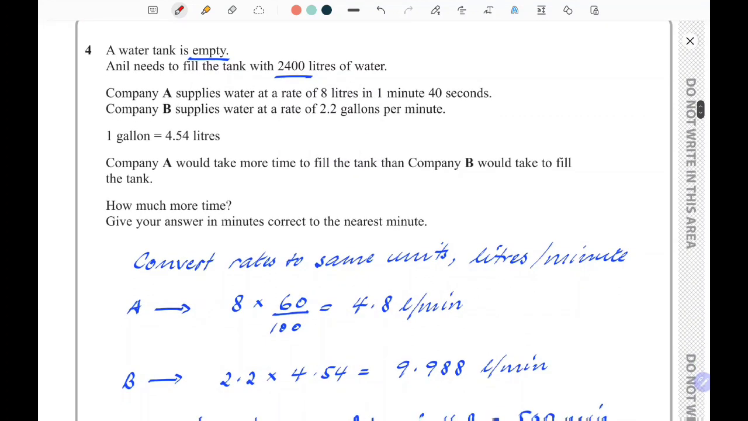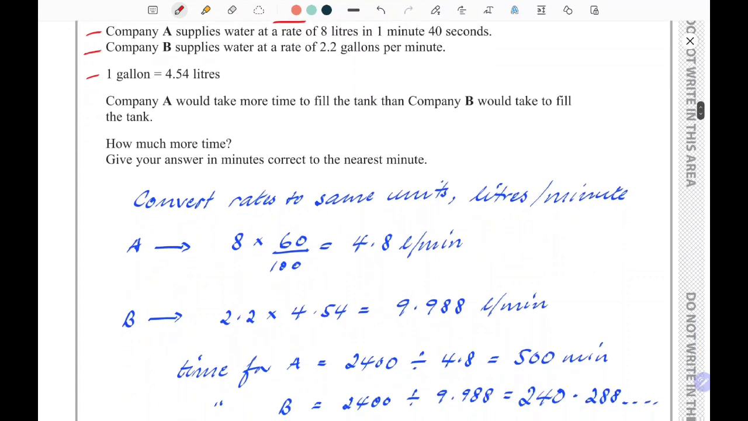Okay, a water tank starts off empty, as we can see, and Anil needs to fill the tank with 2,400 liters of water. Okay, and there were 2 companies. So you've got company A and company B. And they've given us a conversion of 1 gallon equals 4.54 liters. So they're saying that company A would take more time to fill the tank than company B, all right? And what they're looking for is the difference in times, and it's to the nearest minute they want.